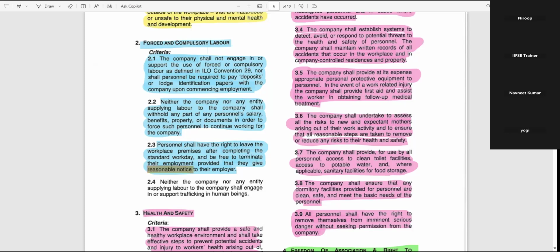And the company shall undertake to assess all the risks to new and expectant mothers arising out of their work activity, and to ensure that reasonable steps are taken to remove or reduce any risk to their health and safety. When you say expected mothers, the pregnant ladies, they have to assess the risk to the pregnant ladies. Is there any activity which is a risk to their health, or can we do a job change? They have to take reasonable steps.